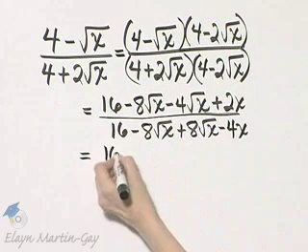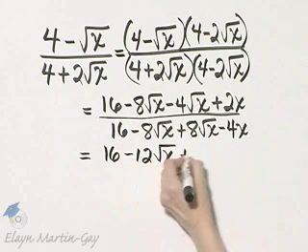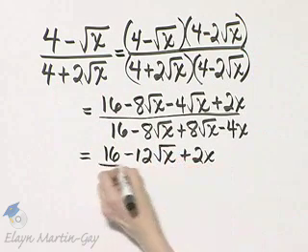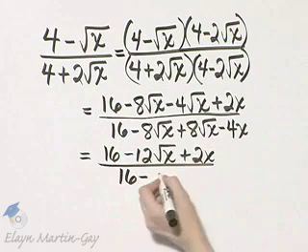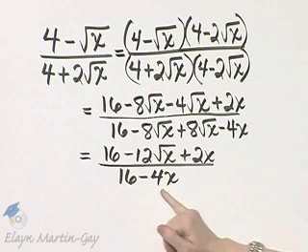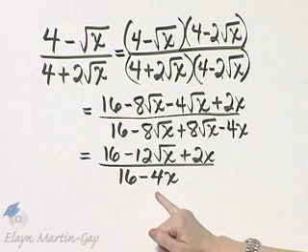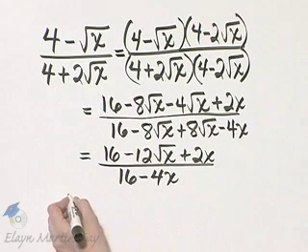Now let's simplify by combining any like terms. I have 16 minus 12 square root of x plus 2x in the numerator. In the denominator, notice I have 16 minus 4x. These terms subtract out. Is there any other simplifying that can be done? The answer is yes. Notice there's a common factor of 4 here in the denominator that can be factored out, and let's see what we can factor out in the numerator.